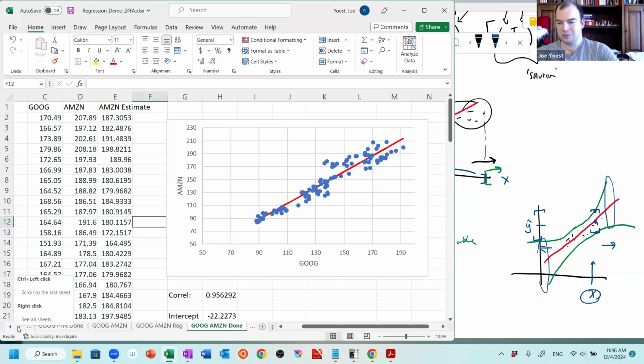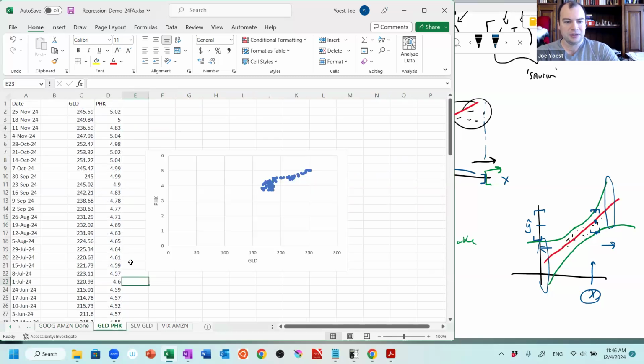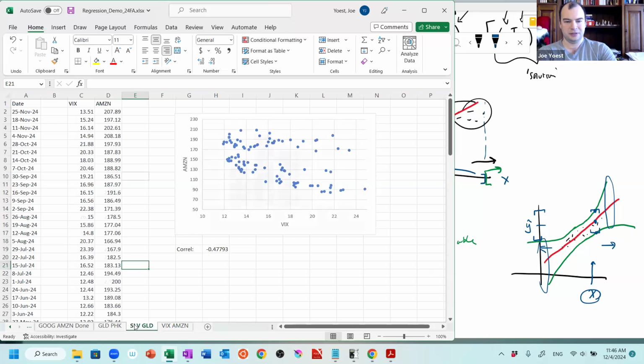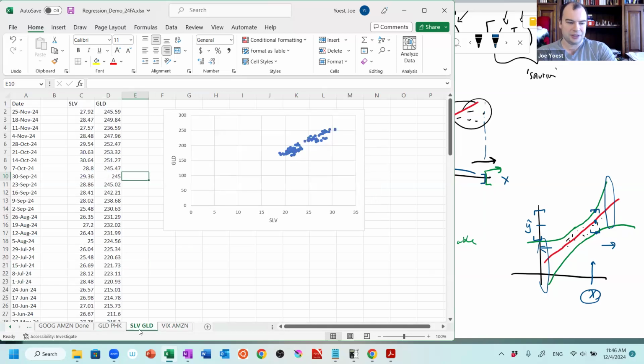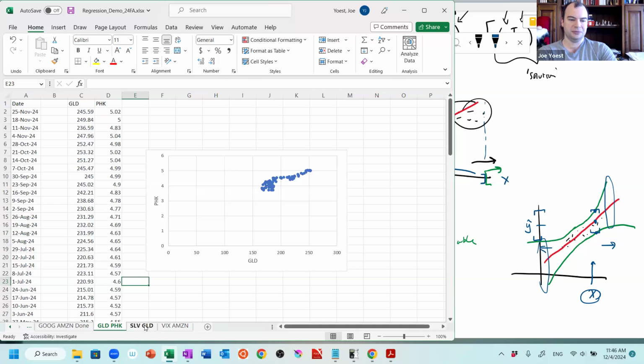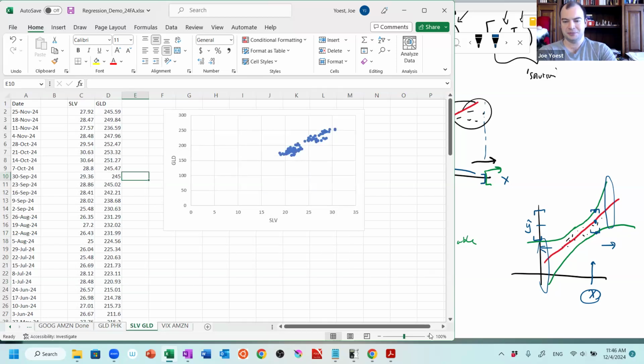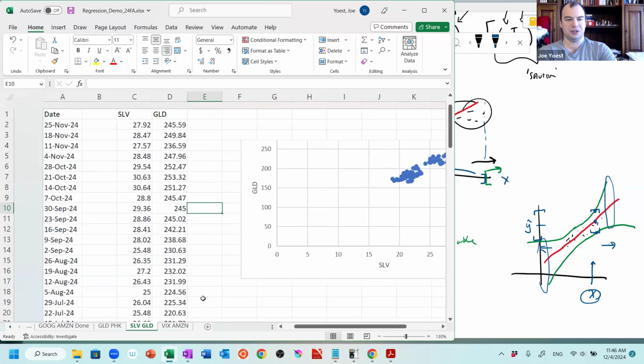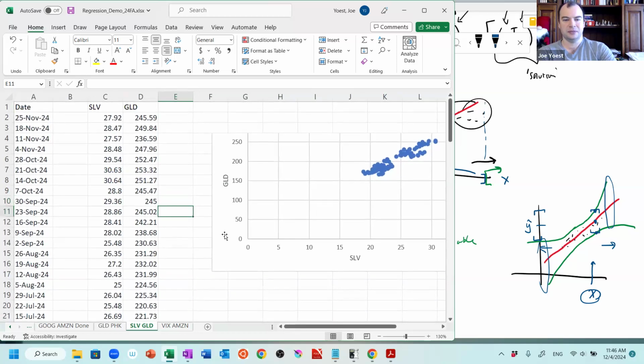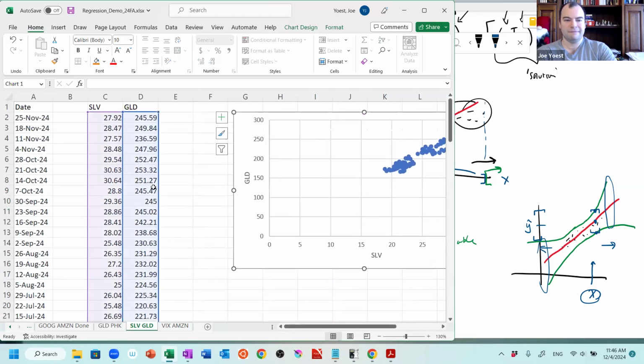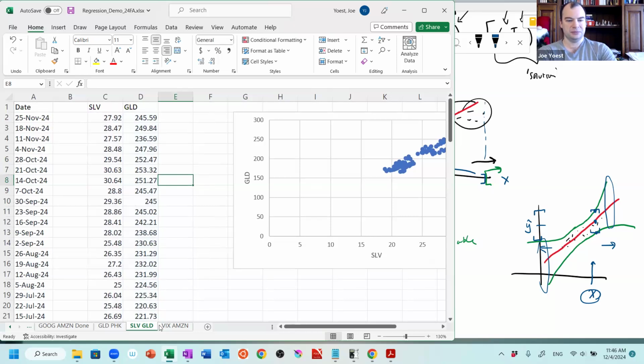Okay, so now let's jump over to Excel and let's actually look at computing one of these. So let's look at, actually, we'll skip over gold PIMCO. We'll jump right to silver gold because this is going to be a pretty good one. So silver versus gold. I'd like to compute the correlation coefficient first.